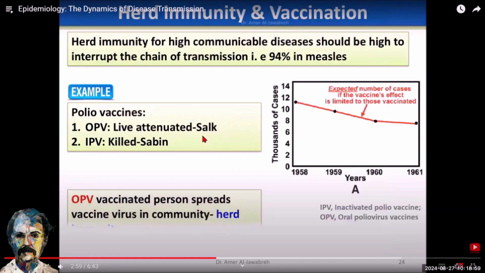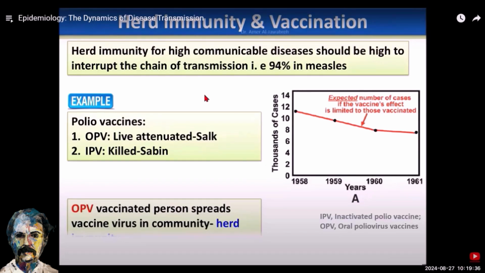Okay, herd immunity and vaccination. As I told you, the main practical aspect and the main implementation of this concept comes in vaccination. So here you need a vaccination coverage of 94% for very infectious diseases like measles. You need to vaccinate 94% of the people in order to get herd immunity. For diseases that are very infectious, you need a high coverage rate in order to interrupt the cycle of infection, or chain of infection.